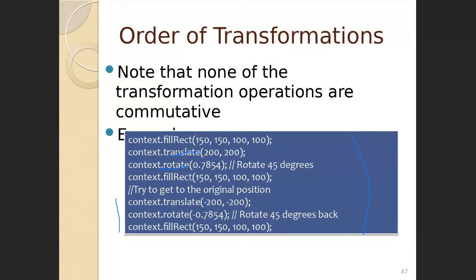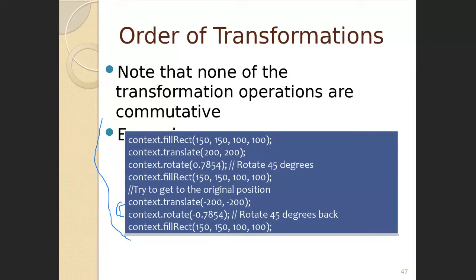So if my original was translation first, then rotation, and I want to get back to the original position, I will do the rotation first, in the opposite direction, and then the translation. I suggest that you try this code. If you try it as is, you would not get the same results. You need to change these two lines, and then you will get back the original thing.